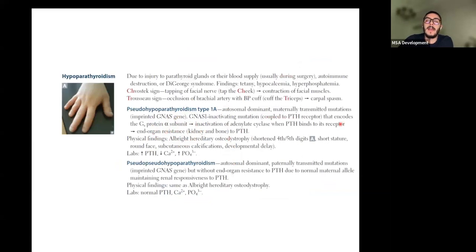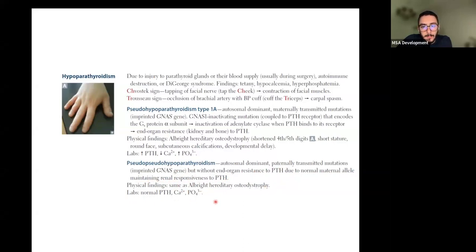You need to find a clue in the question, in the scenario, that gives you a hint that the receptor is the issue. Pseudopseudohypoparathyroidism is basically very close to this. However, there is no end organ resistance to PTH due to the normal maternal allele. The resistance comes from the maternal allele, not from the paternal allele, maintaining the renal responsiveness to PTH.